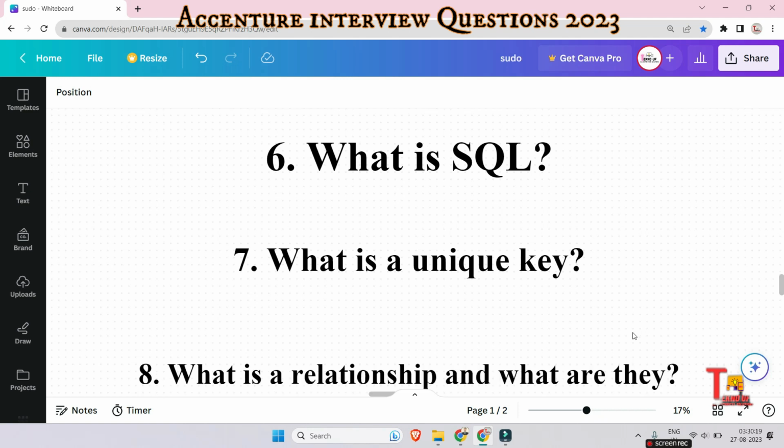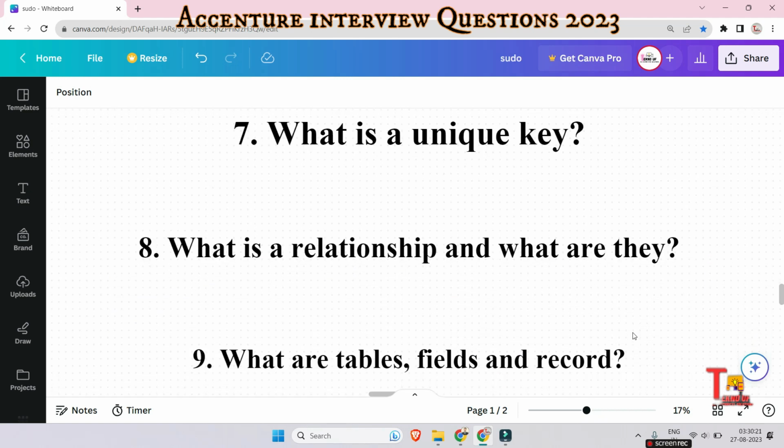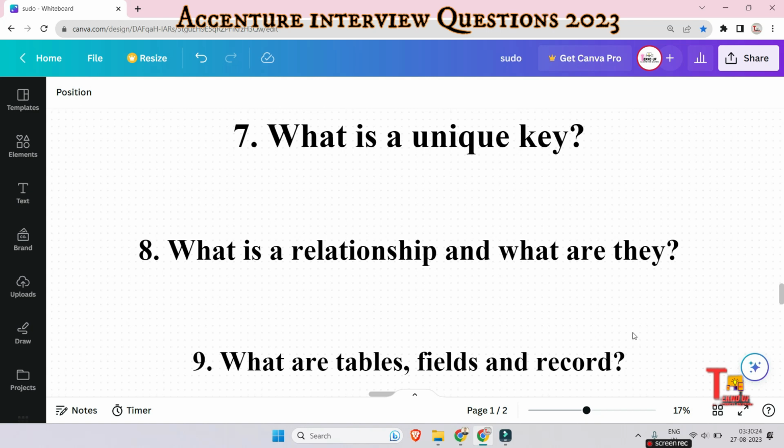Okay, the next question is, what is a relationship and what are they? Relationship is the interconnection of tables within the database, right? You have already gone through that, I think, in the fifth semester or sixth semester. The various types of relationships are one-to-one relationship, one-to-many relationship, many-to-one relationship, and self-referencing relationship, right?